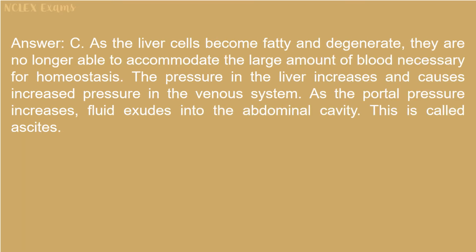Answer C. As the liver cells become fatty and degenerate, they are no longer able to accommodate the large amount of blood necessary for homeostasis. The pressure in the liver increases and causes increased pressure in the venous system. As the portal pressure increases, fluid exudes into the abdominal cavity. This is called ascites.